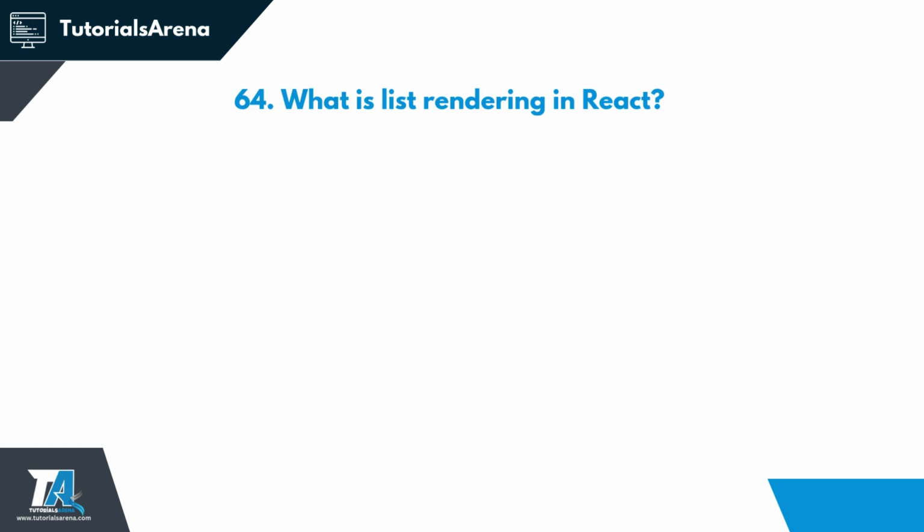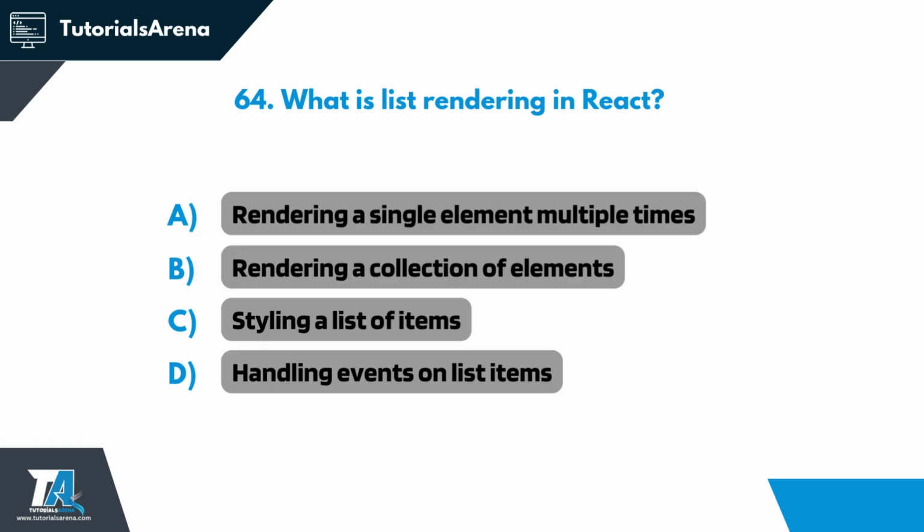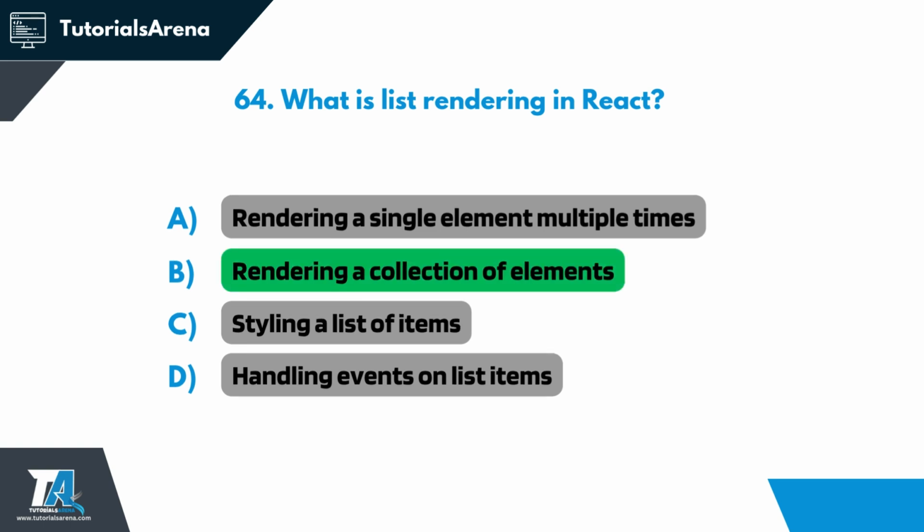Question 64. What is list rendering in React? The options are Option A, rendering a single element multiple times. Option B, rendering a collection of elements. Option C, styling a list of items. Option D, handling events on list items. The correct answer is Option B, rendering a collection of elements. Moving on to the next question.